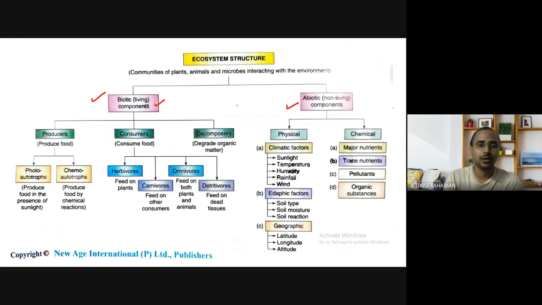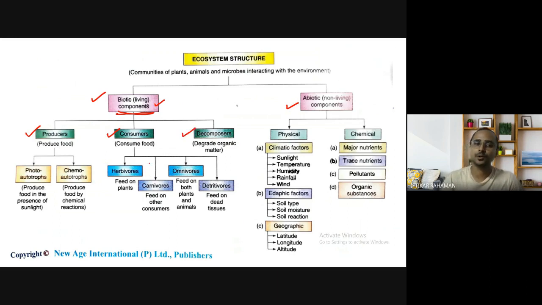বায়োটিক কম্পোনেন্ট ইজ ওয়ান পার্ট, একটা পার্ট হচ্ছে বায়োটিক কম্পোনেন্ট, অন্য পার্ট হলো অ্যাবায়োটিক কম্পোনেন্ট অর নন লিভিং কম্পোনেন্ট। সো হোয়াট আর দ্য কম্পোনেন্টস আন্ডার দিস বায়োটিক ক্যাটেগরি? বায়োটিক ক্যাটেগরির মধ্যে কোন কোন কম্পোনেন্ট থাকছে? সো ফার্স্ট ওয়ান ইজ প্রডিউসার্স, সেকেন্ড কম্পোনেন্ট কনজিউমার্স, and the other component is decomposers.